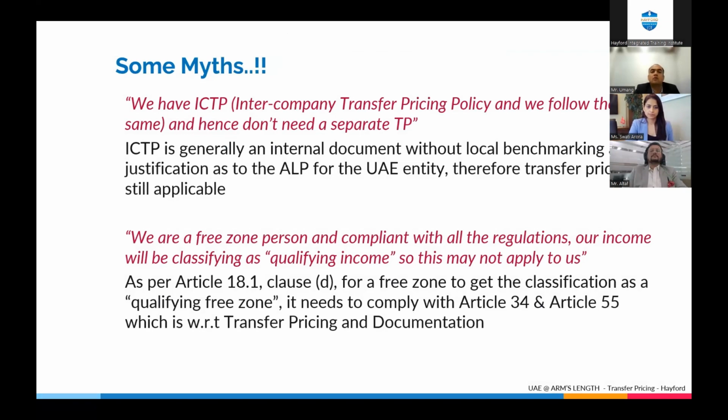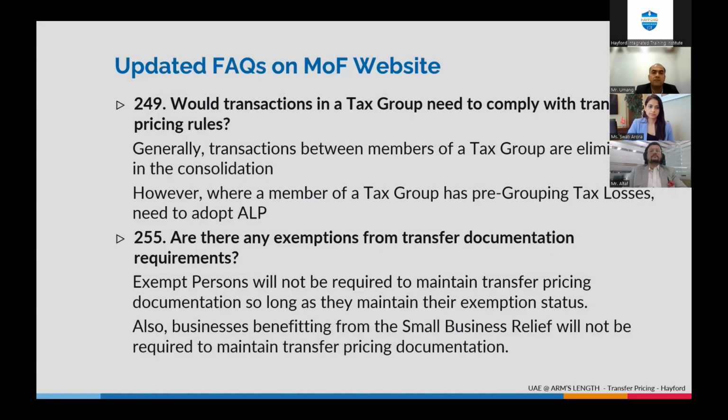Someone else would say, okay, I'm going to be a free zone person with qualifying income, and therefore all my income would be 0%. How am I even going to look at 9%, or why would transfer pricing apply to me? Essentially, there is a provision under Article 18.1, Clause D, which says that forget coming to qualifying income. For a free zone company to become a qualifying free zone company itself, they need to comply with the provisions of Article 34 and 55, which is transfer pricing, and unless that is done, they won't be able to be eligible to claim the benefits of a free zone company, right?